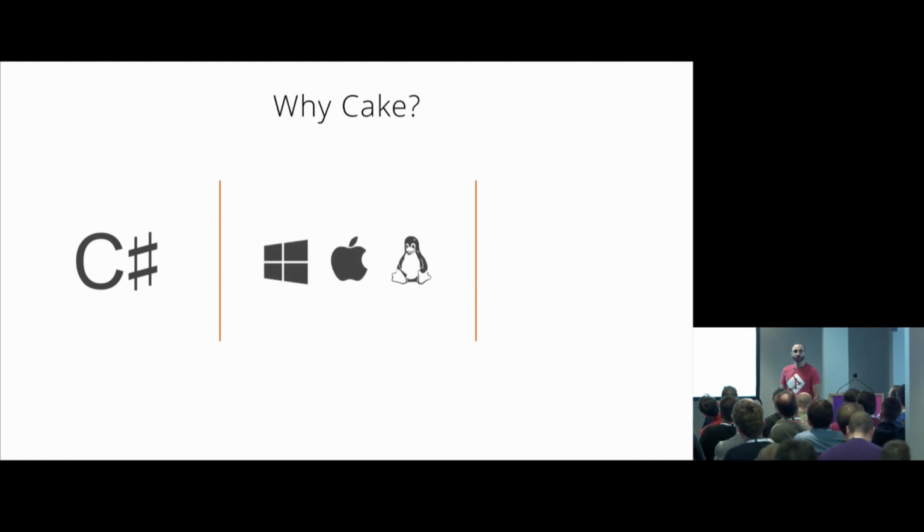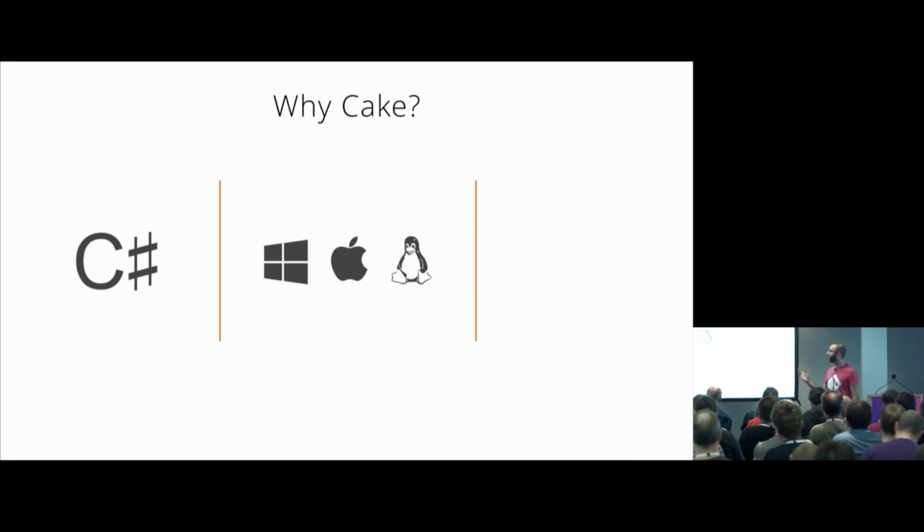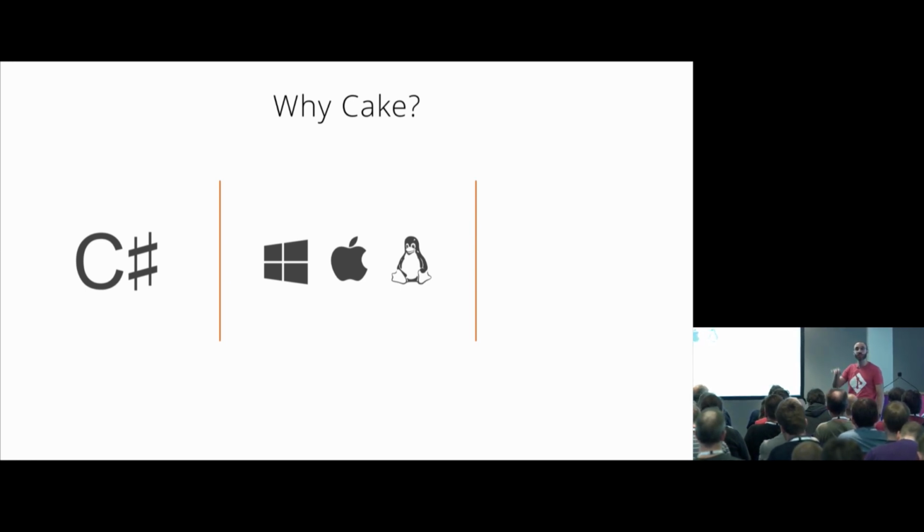Reason number 2, it's cross-platform. So it can basically run wherever your application runs. And it's cross-platform because Cake itself is built on .NET Core. Number 3, Cake has a gazillion add-ons that integrate with all kinds of external tools.